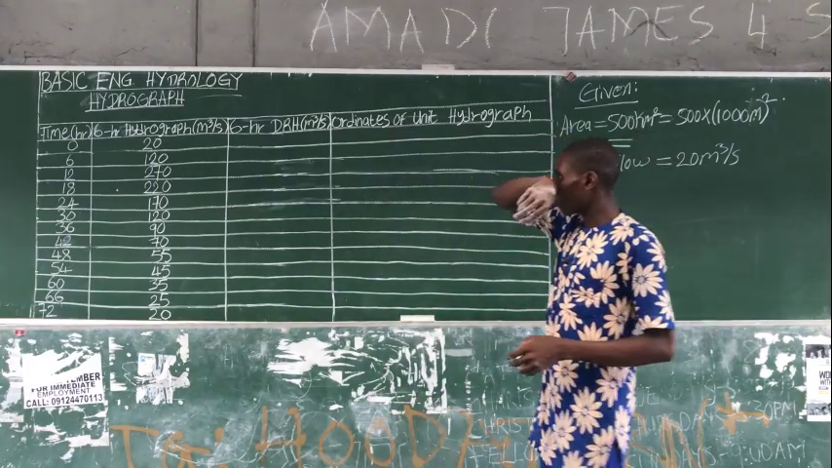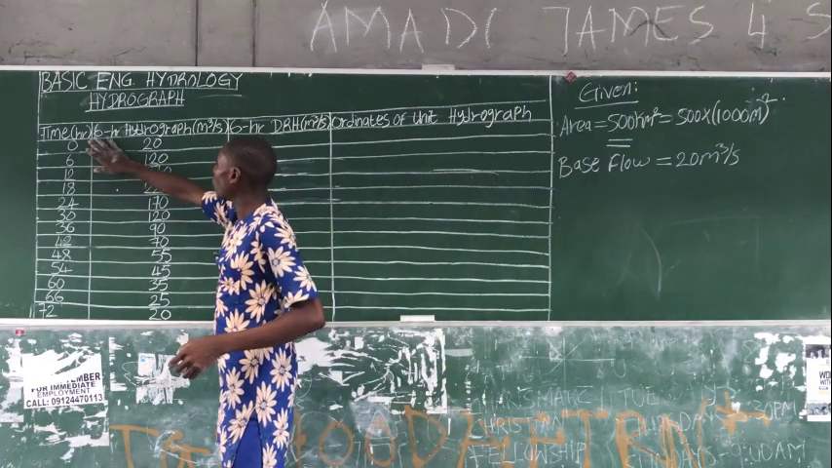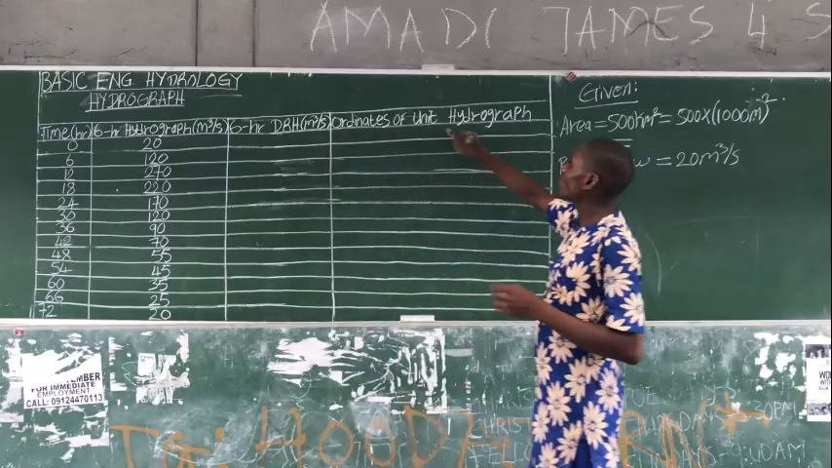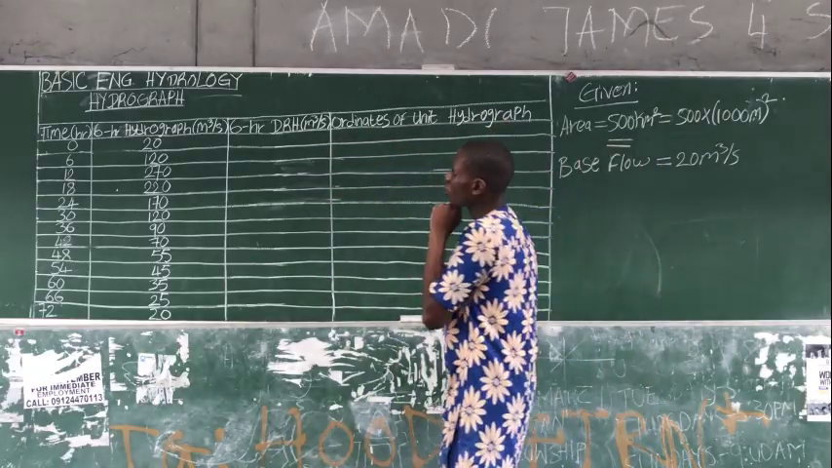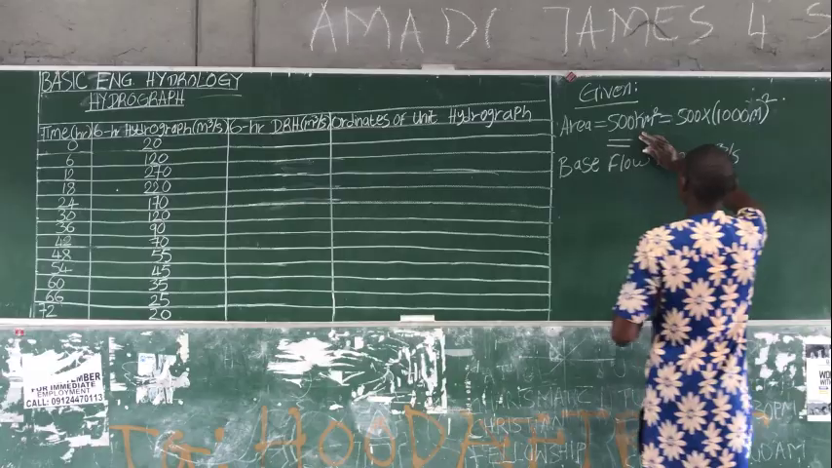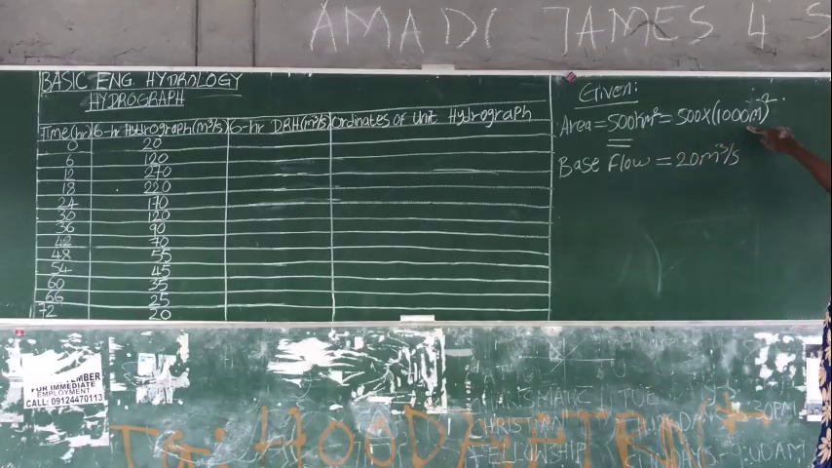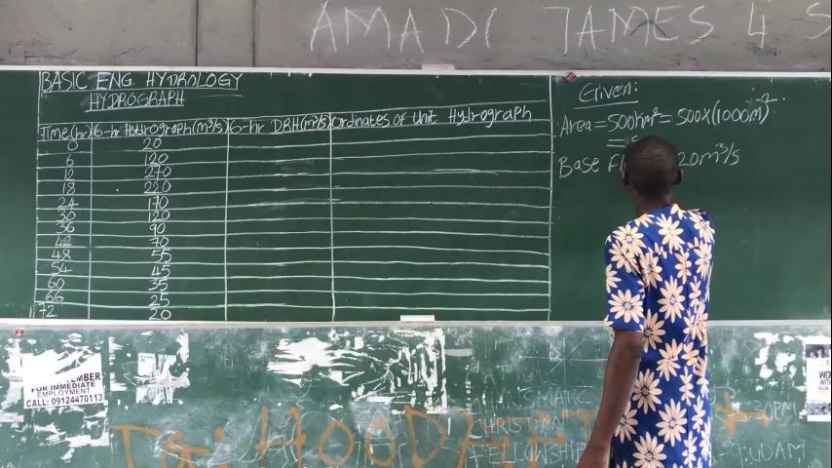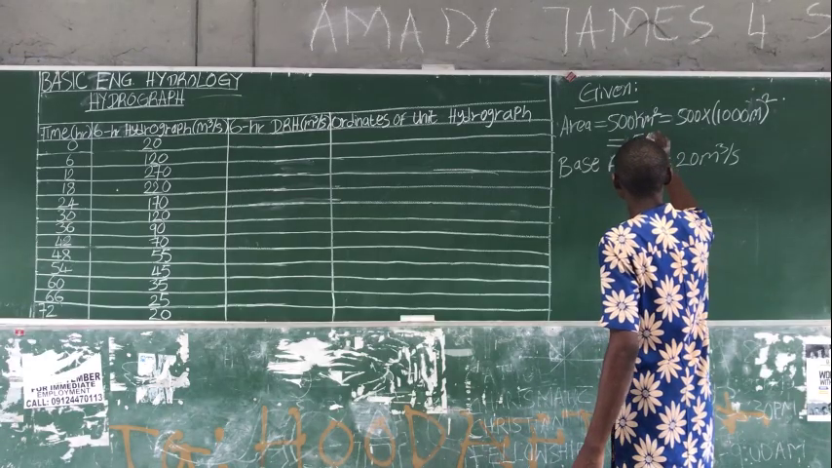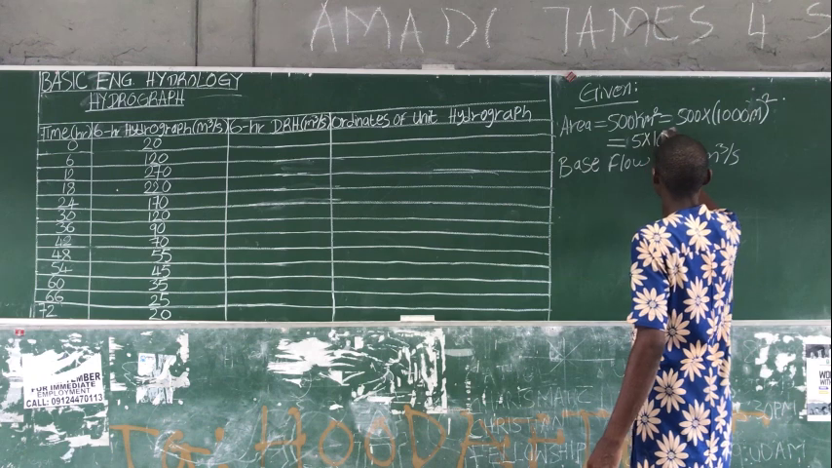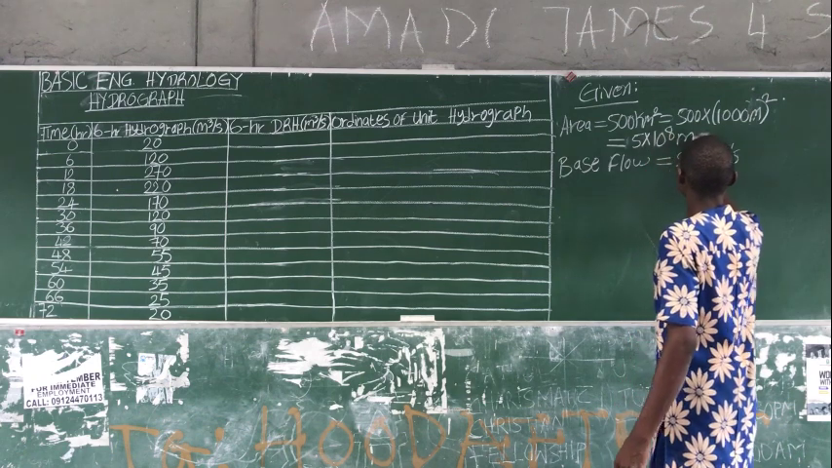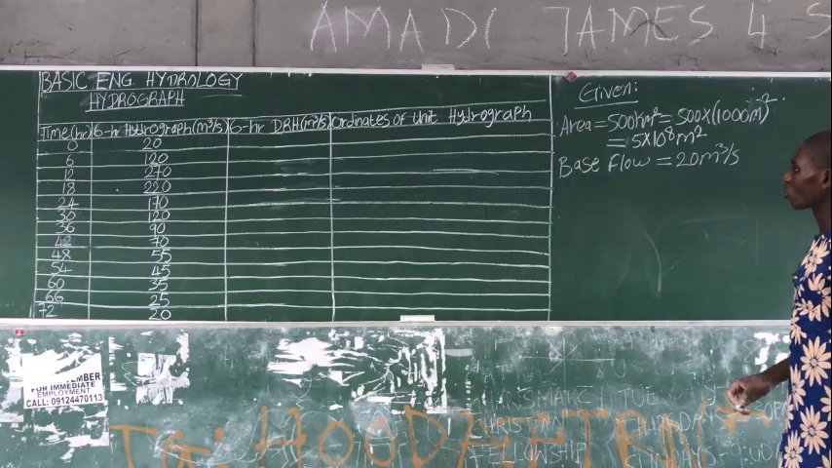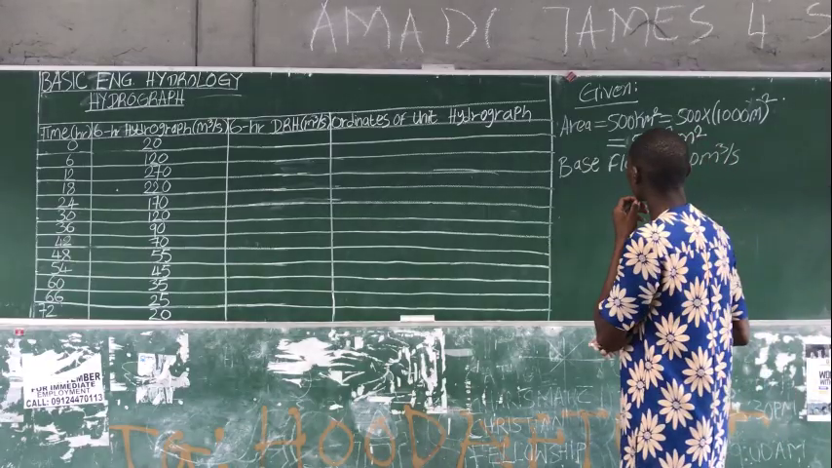Okay, so from this problem, we are given the time and we are given our 6-hour hydrograph. So we were asked to calculate the ordinates of the unit hydrograph. So what else are we given? We are given our area to be 500 kilometers square, which is 500 times 1,000 meters square, and that will give us 5 times 10 raised to power 8 meter square. And we are given our base flow to be 20 meter cube per second. So what's the first thing that we do?